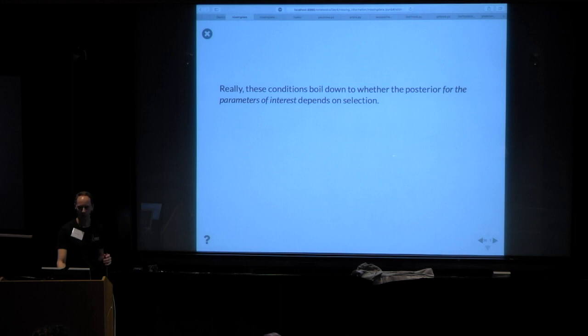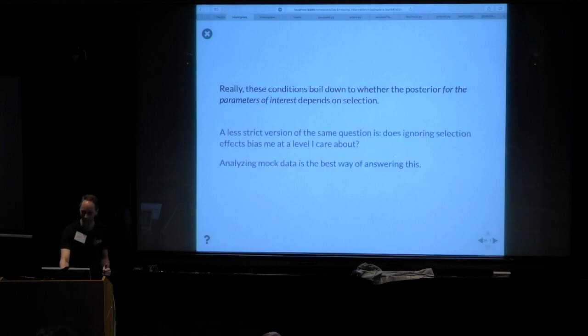Those two conditions, by the way, they didn't come from nowhere. It basically comes down to mathematically asking, what do you need for the posterior distribution on the parameters of interest to not involve phi? And you can, if you stare at equations for long enough, convince yourself of that. But I'm not going to do it here.